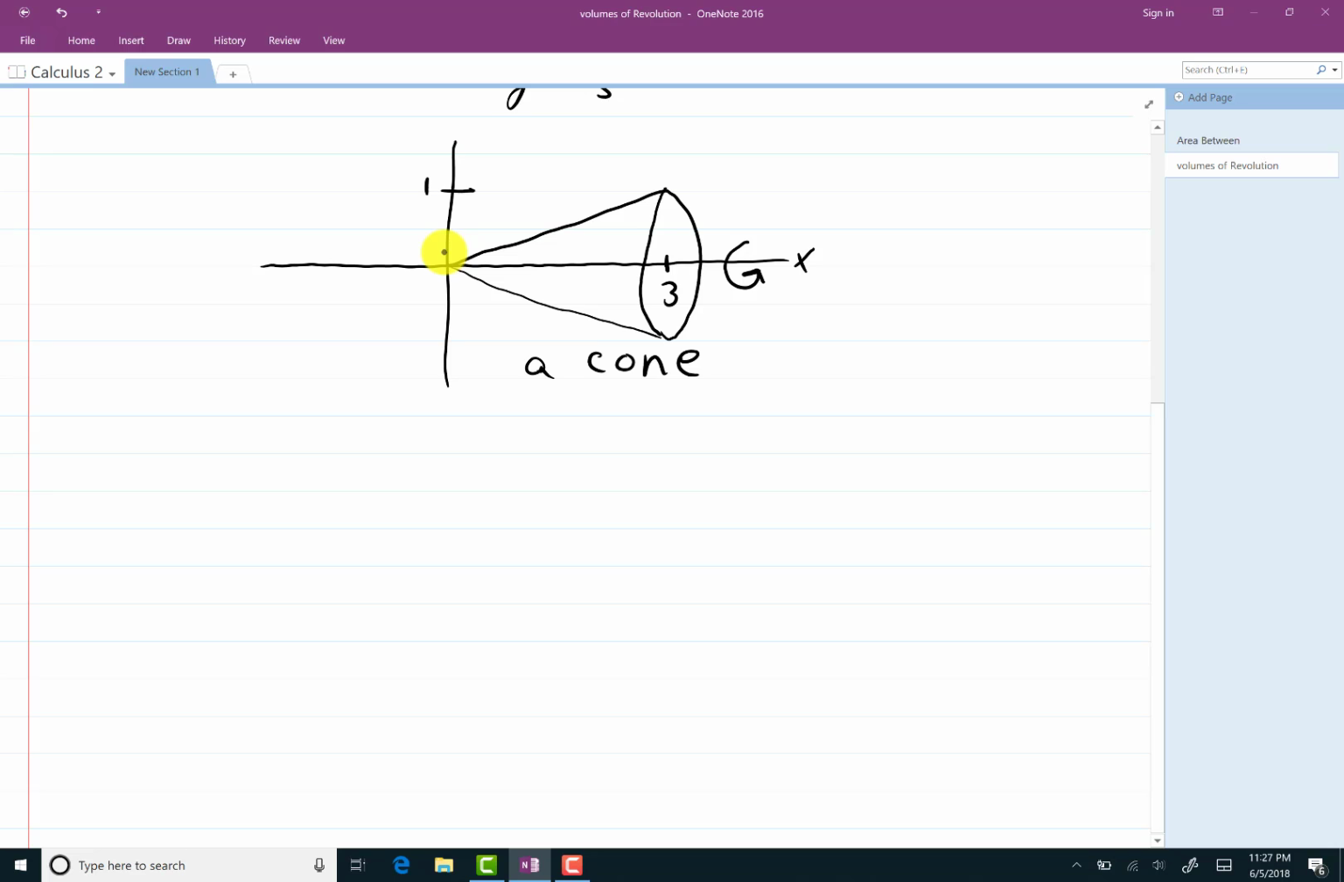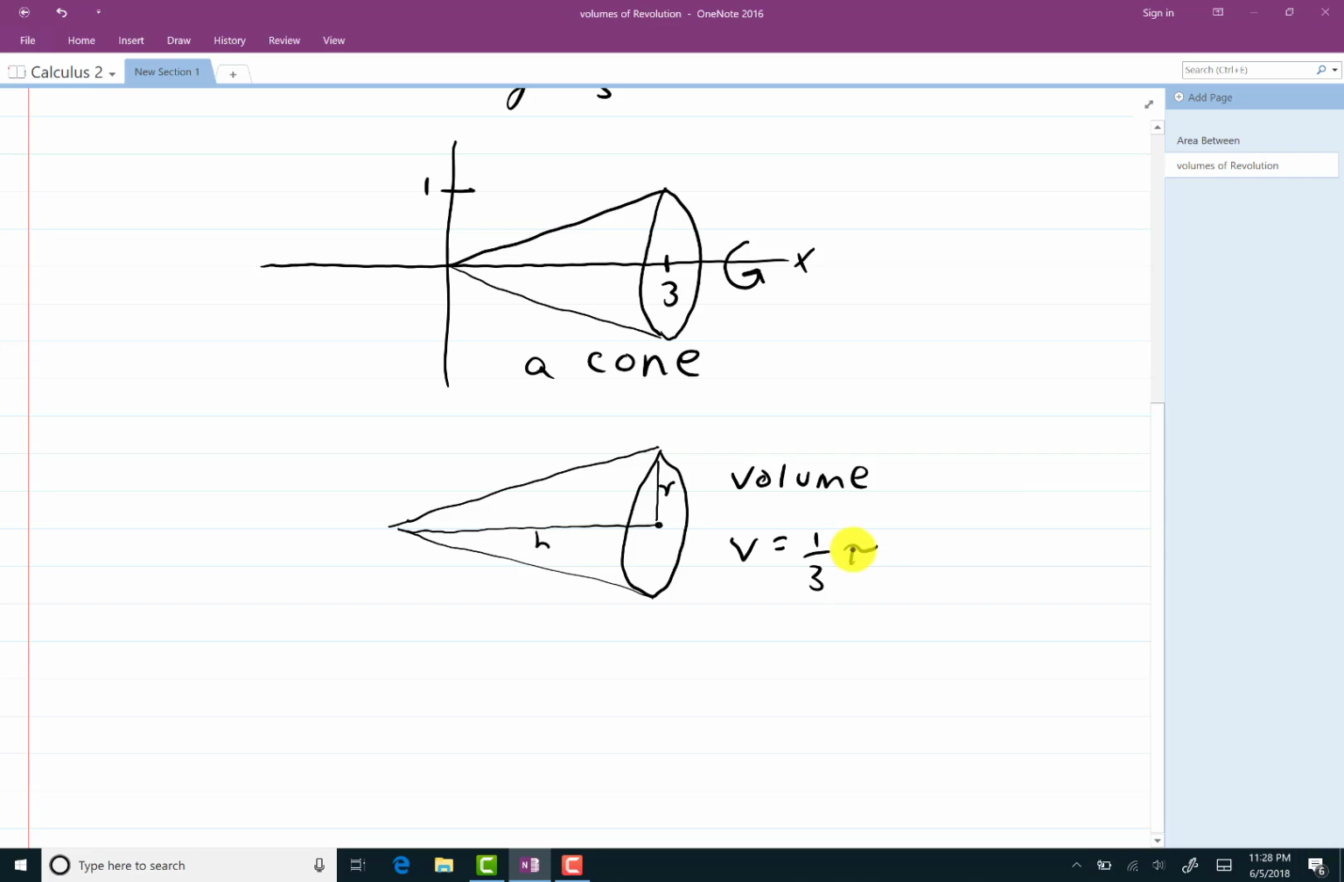Now, let me just take this cone here. Let me just take any old cone. If you know the radius and you know the height, let's call that the height, the volume is given by V equals 1/3 pi r squared times h.